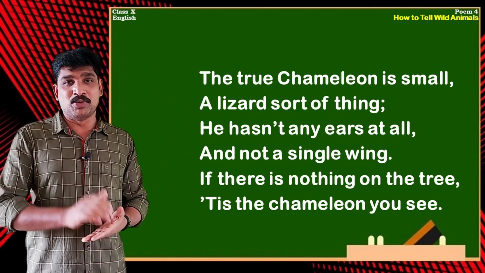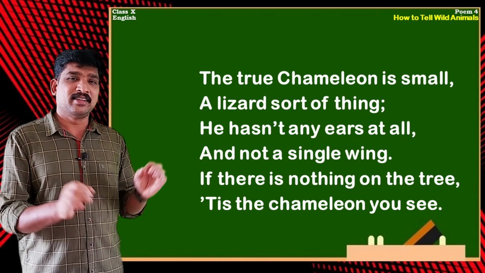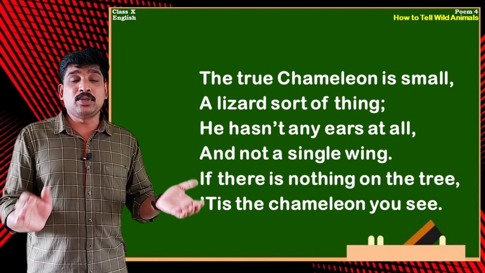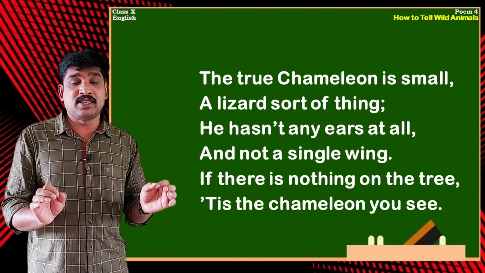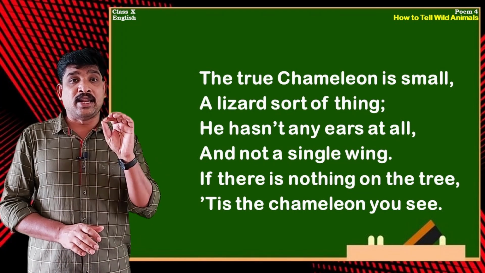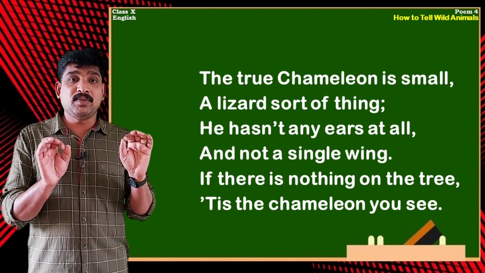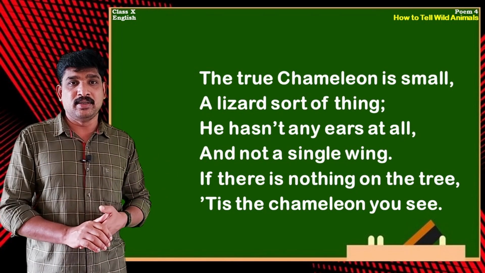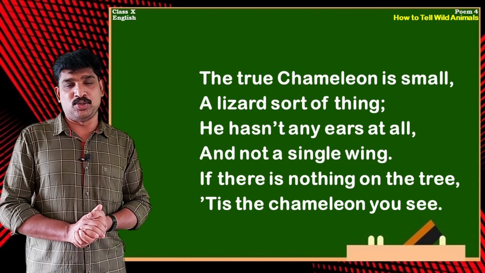And now let us move to the last stanza, the sixth stanza. The true chameleon is small, a lizard sort of thing. He hasn't any ears at all and not a single wing. If there is nothing on the tree, it is the chameleon you see.